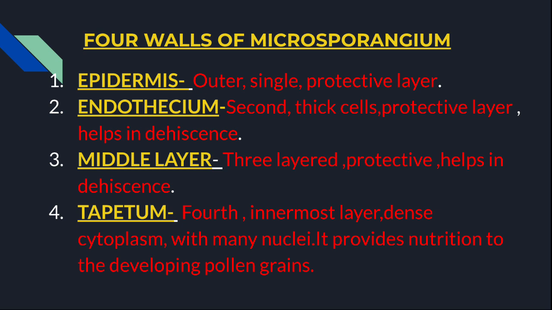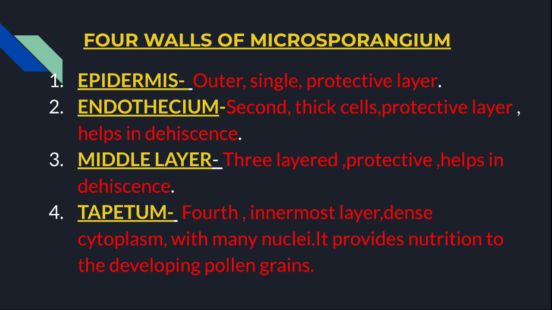Second, it is made up of thick cells, a protective layer, and helps in dehiscence. Dehiscence means at the time of rupture of the walls, the endothecium helps in the rupturing of the microsporangium. Third is middle layer. It is three layered, also protective in nature and also helps in rupturing of the wall.